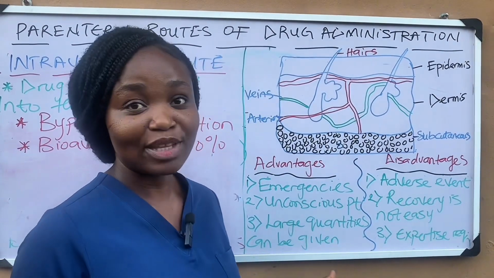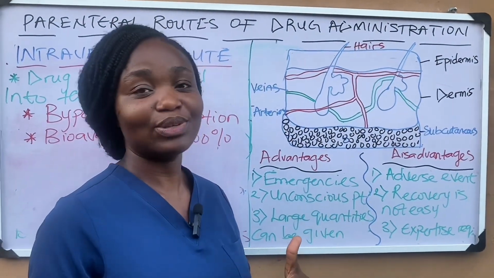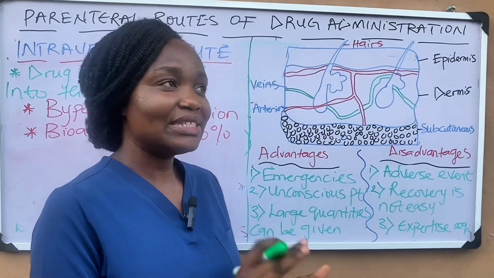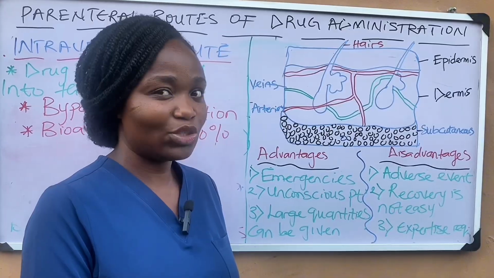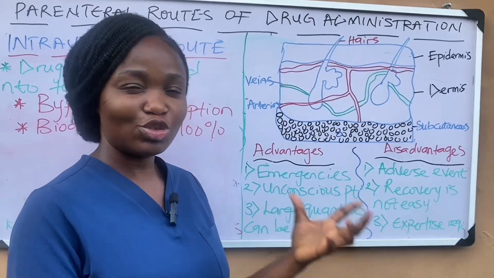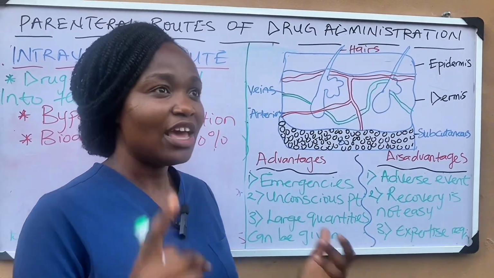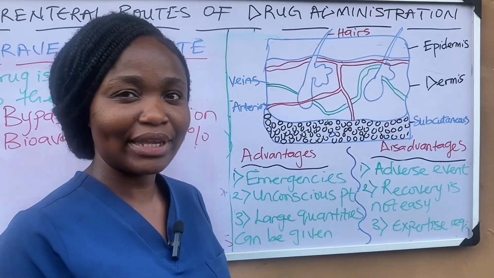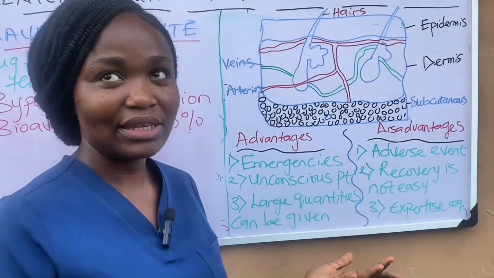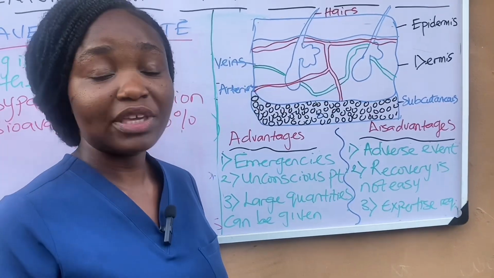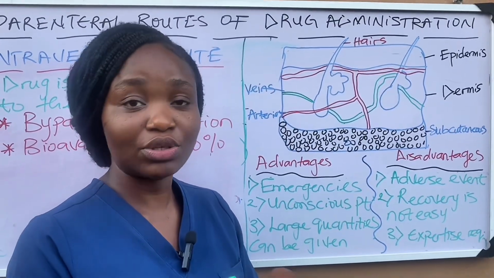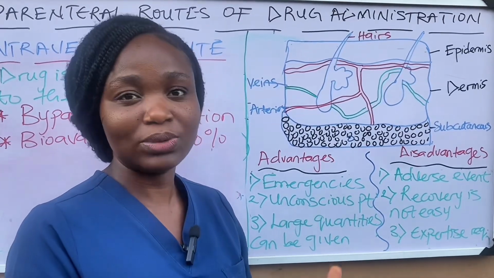And also it can be administered to unconscious patients, just like the intramuscular route. And also you can give large quantities. Now when it comes to large quantities, we have to know that intravenous drugs are administered in different ways. First of all, it can be given through a large IV infusion. It can also be given directly into the blood vessel, though this is sparsely done. This kind of administration is called the direct bolus administration.